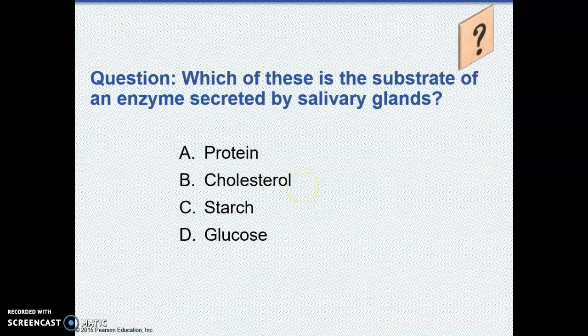Which of these is a substrate of an enzyme secreted by salivary glands? Starch.